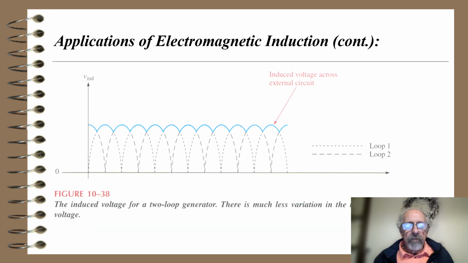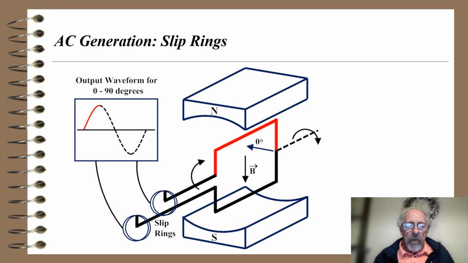And for a 2-loop generator, there is much less variation in the DC voltage that's produced. On the prior slide you had distinctive humps. Here you have an induced voltage across an external circuit which doesn't change too much in its amplitude. The AC generator just uses slip rings, and the second hump is flipped over due to the slip rings, and you get an AC or sine wave out of the generator.